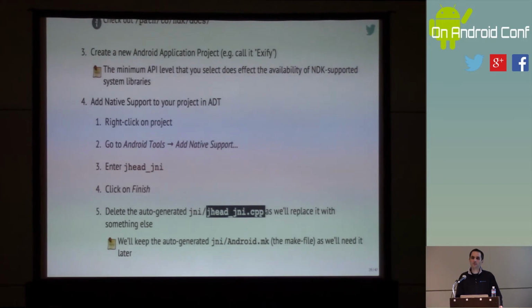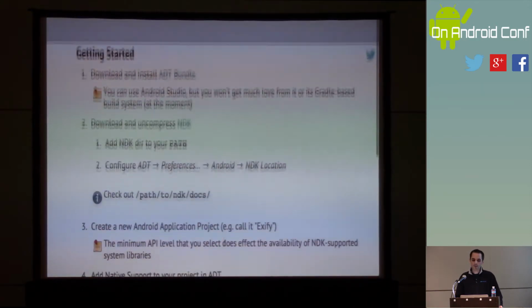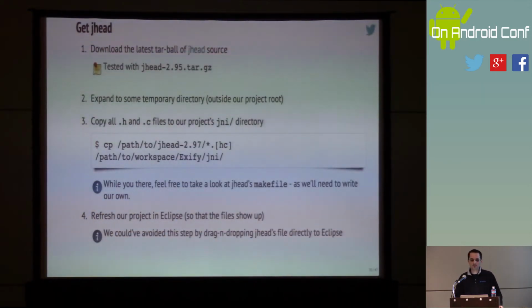Of course, I don't care about that auto-generated C++ file, so I would delete it. I would keep this Android.mk file, although I don't care about the contents, I just care about the file because this will be our makefile. So that's the basic stuff.